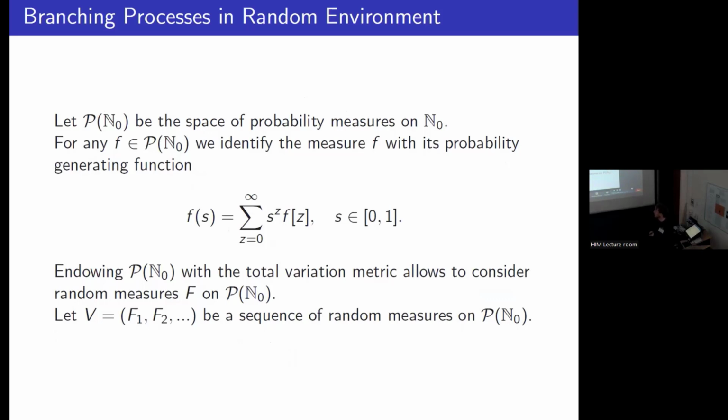A nice trick we will use here is that if we take a probability measure f, we identify the measure with its probability generating function, which we denote for convenience with the same name. As a reminder, the probability generating function f(s) is given as the sum over z of f[z] s^z, where f with square brackets denotes the probability mass of the distribution at z. This is the definition of the probability generating function. Now we equip this space of probability measures with some metric, for example the total variation metric, and this allows us to speak of random measures.